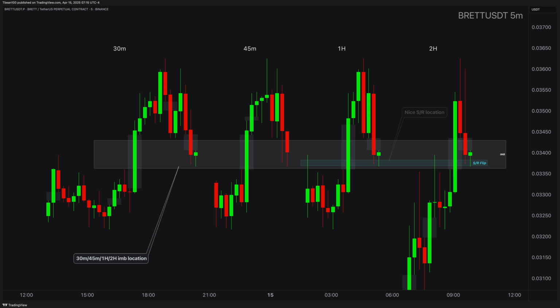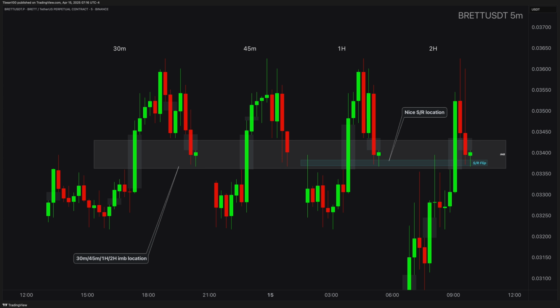Plus, you can see the SR flip location on the right side. This is why I love this indicator so much. It is just showing me the important parts of the chart, removing all the other clutter. So I do not need to get lost in so many trading concepts here.